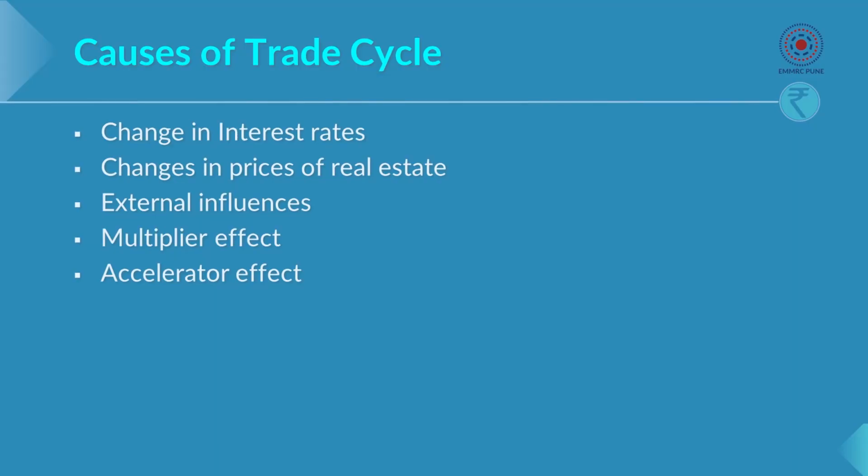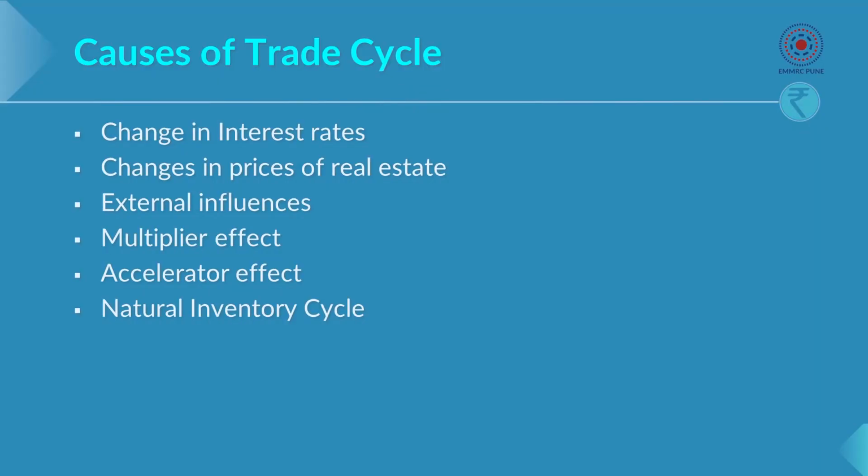Fifth is the accelerator effect. As per the accelerator effect, investment depends on the rate of change in the pattern of economic growth. This theory suggests that investment is quite volatile. A small variation in the rate of growth has a substantial effect on investment levels. For instance, if the growth rate falls, businesses withdraw investment because they do not expect output to rise.